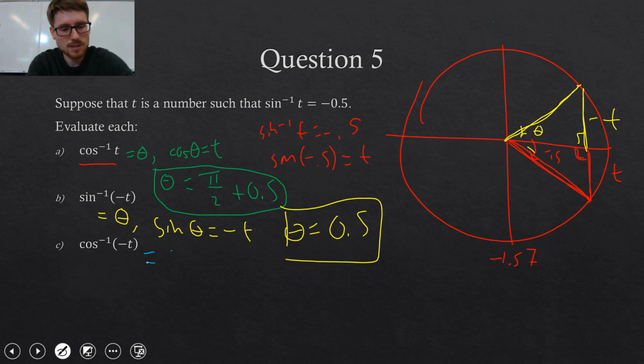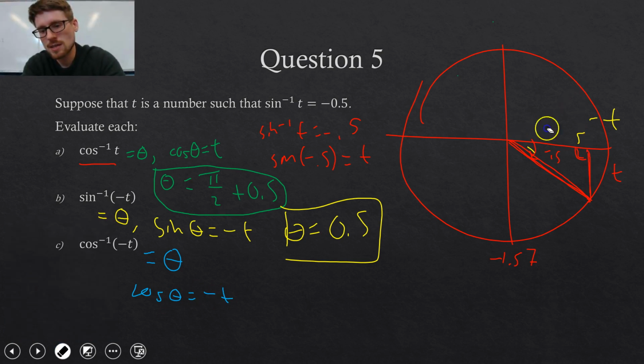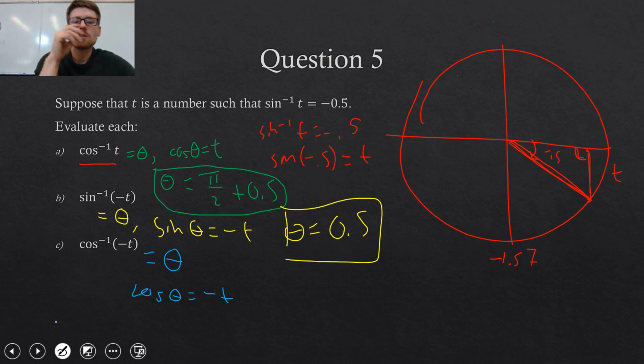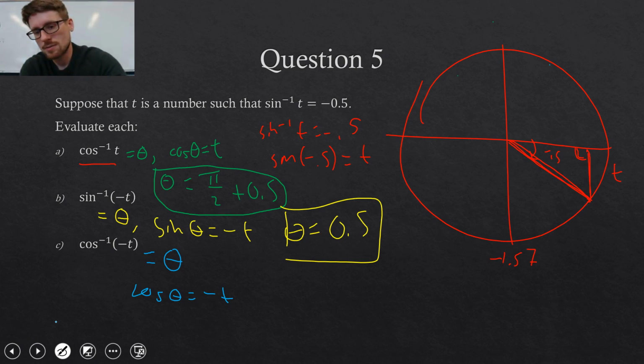Cosine inverse of negative t is an angle, and we need cosine of that angle to be negative t. So we could use our result from A, but if we didn't have to do A to get this one, let's just diagram it. I'm going to diagram it in blue. So again, negative t is positive. And so where is the cosine positive? Well, that's going to be in quadrant 1.